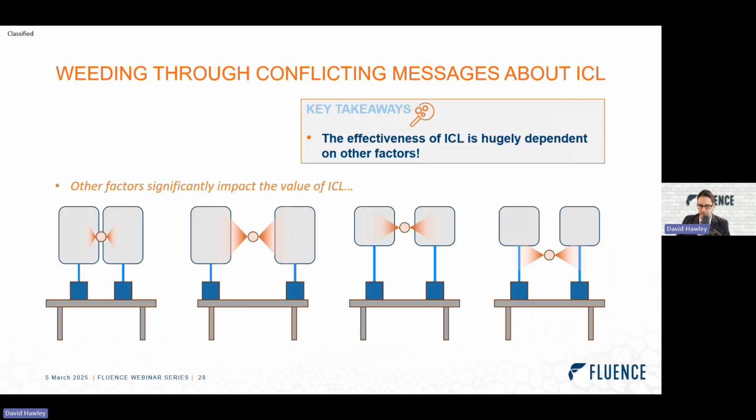Okay, and lastly, I want to reiterate that what's going on with the rest of your cultivation style or canopy architecture really makes a difference in how valuable or not your intercanopy light can be. So here are some examples of things that we have seen. These are not pretend examples.